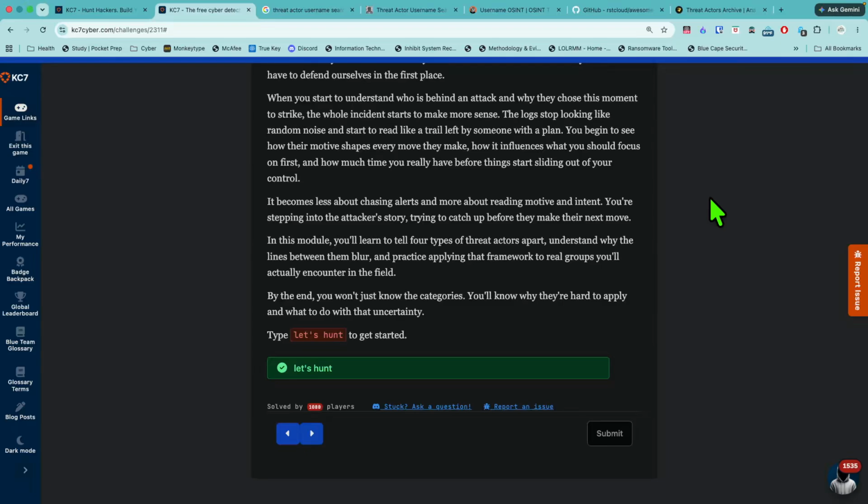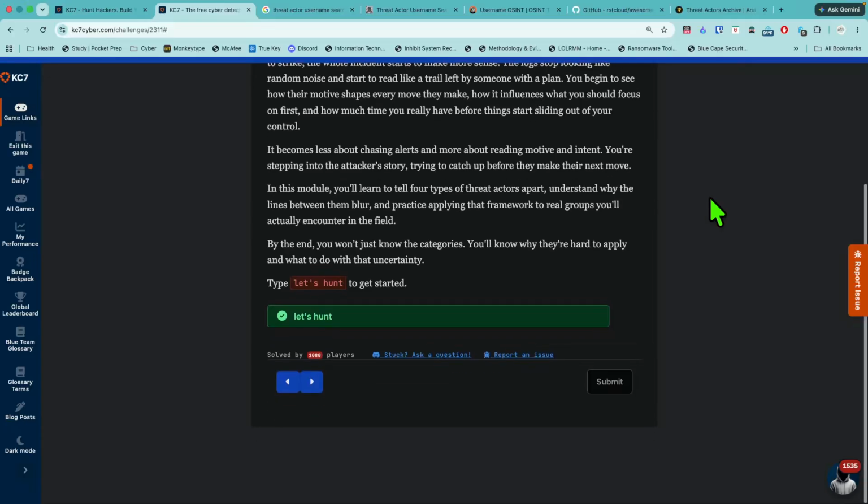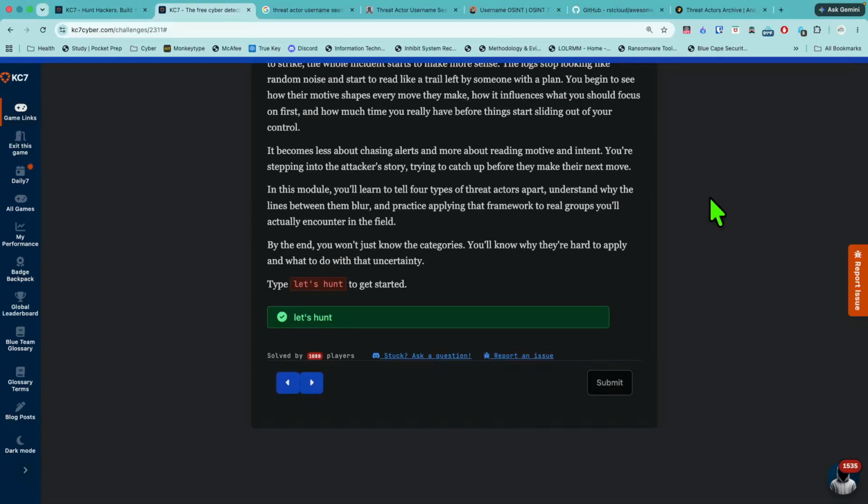You begin to see how their motive shapes every move they make, how it influences what you should focus on first, and how much time you really have before things start sliding out of your control. It becomes less about chasing alerts and more about reading motive and intent. You're stepping into the attacker's story, trying to catch up before they make their next move. In this module, you'll learn to tell 4 types of threat actors apart, understand why the lines between them blur, and practice applying that framework to real groups you actually encounter in the field. By the end, you won't just know the categories, you'll know why they're hard to apply and what to do with that uncertainty.